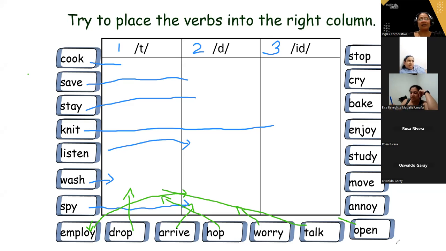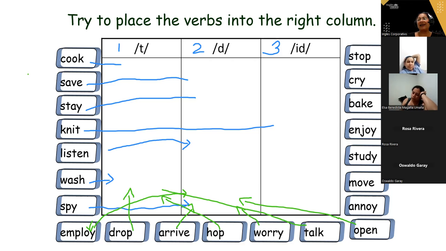Digan el verbo sin decirlo en pasado. Díganlo en presente, en base. Open. Okay. Opened is number two. Ah, okay. It is number two, porque es voiced.